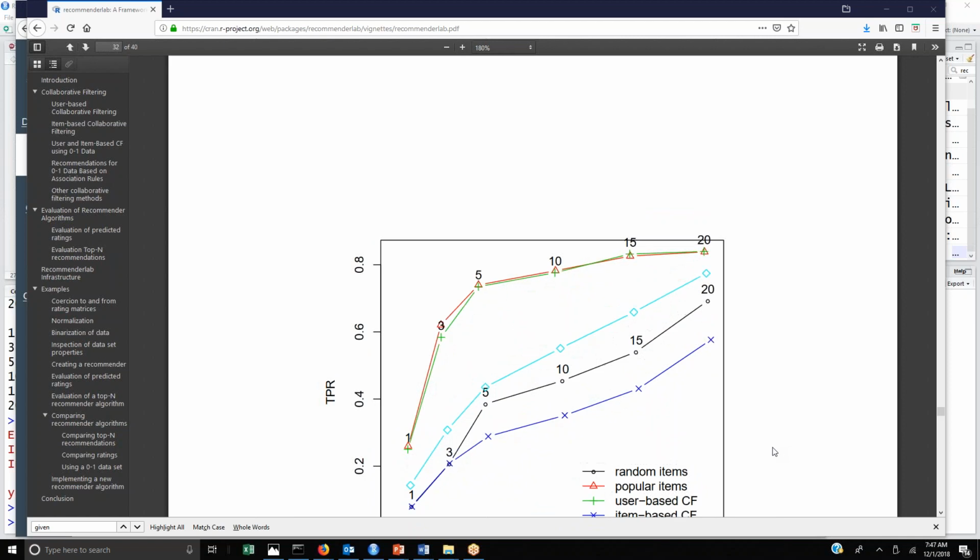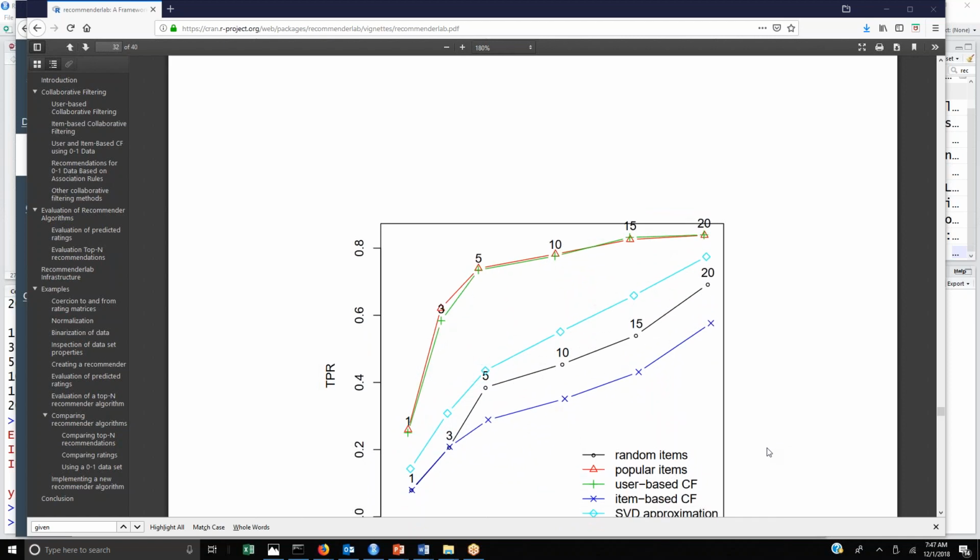Item based is lowest, correct. What is the next one? This is very strange, isn't it? Item based is lowest. But anyway, I would imagine random is the lowest. Okay, but anyway, it's a surprise to me.